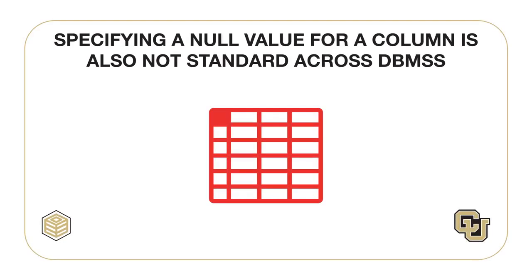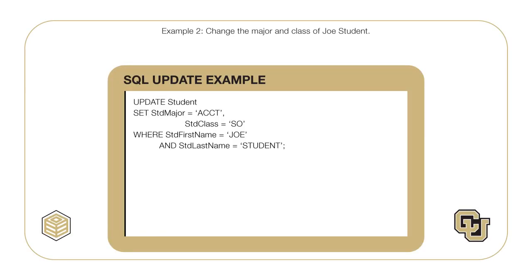Specifying a null value for a column is not standard across DBMSs. In some DBMSs, you simply omit the column name and value. In other DBMSs, you specify a particular symbol for a new null value. Of course, you must be careful that the table definition permits null values for the column of interest. Otherwise, the insert statement will be rejected.